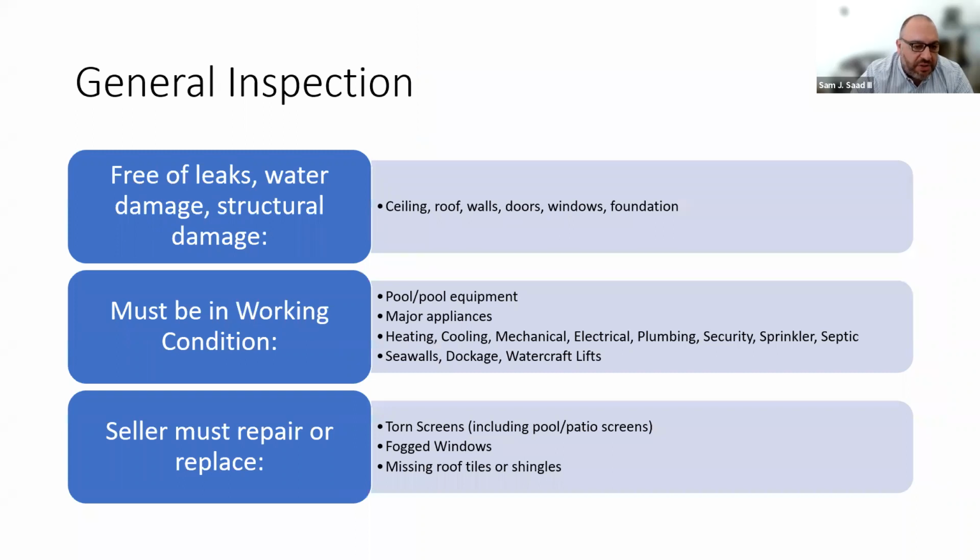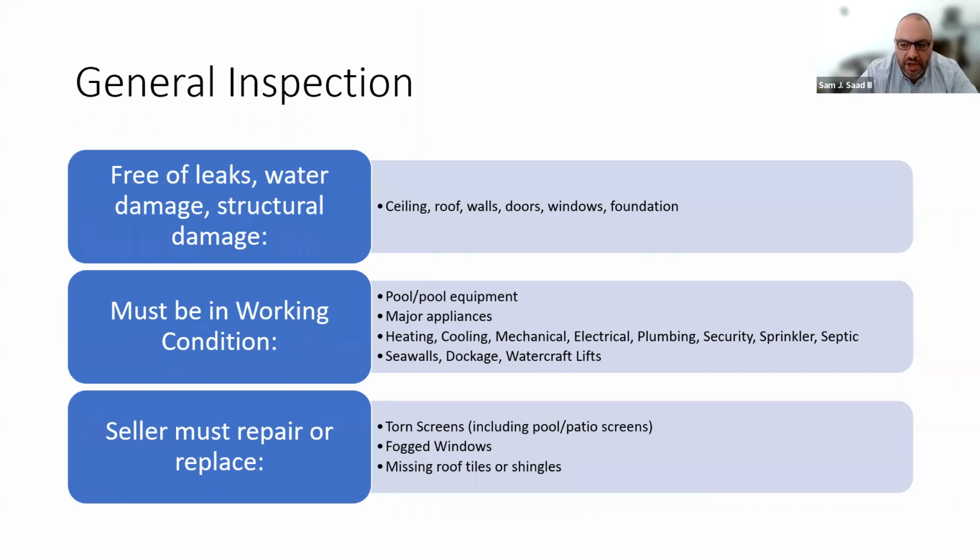Under the general inspections, you need to make sure that your ceiling, roof, walls, doors, frames, and foundation are generally free of leaks, water damage, and structural damage. Your pool equipment, your major appliances, your electrical, your mechanical all need to be in working condition. And then, of course, your screens, your fogged windows, your missing roof tiles all have to be replaced.